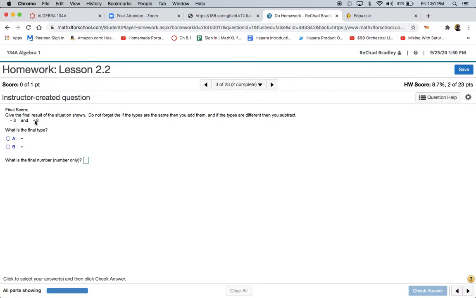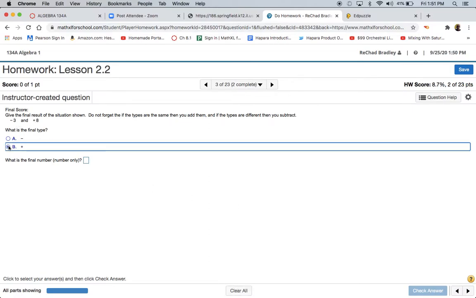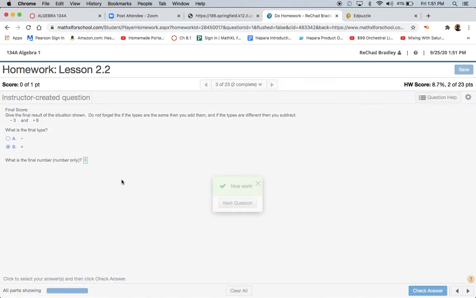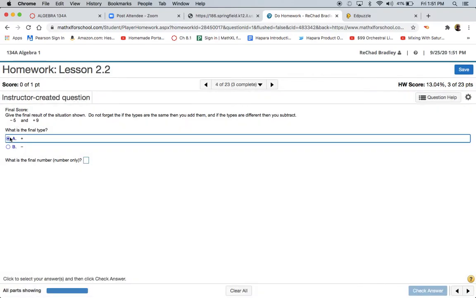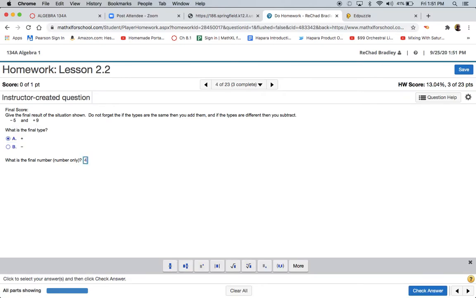Negative 3, positive 8. The bigger number is 8 and is positive. If they were competing, the positives would win by 5. Negative 5, positive 9. They would be positive because the 9 is bigger. And if they were competing, the positives would have won by 4.